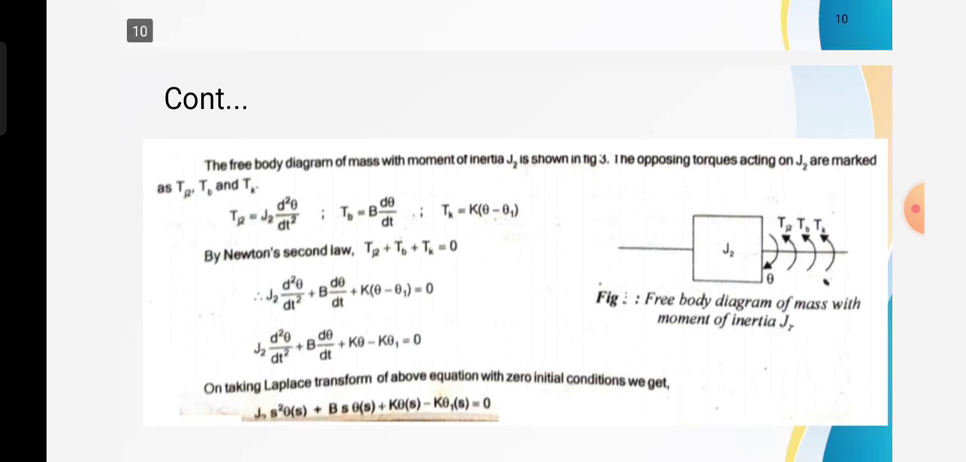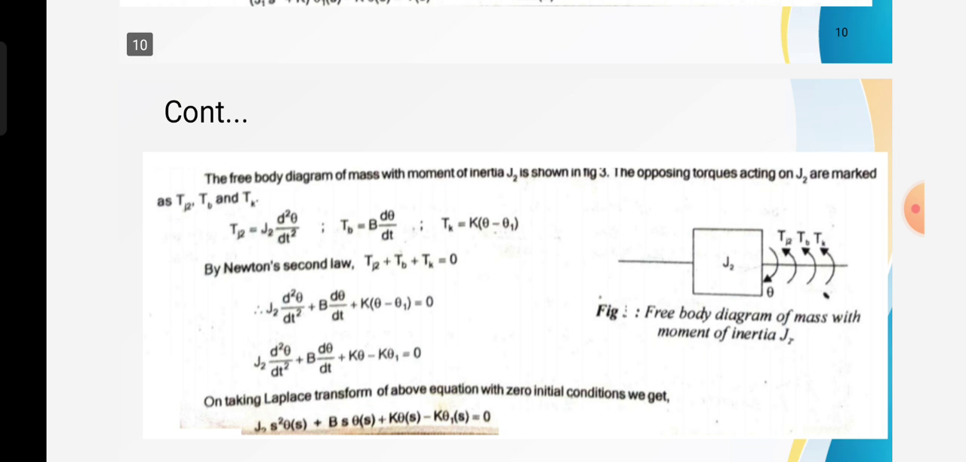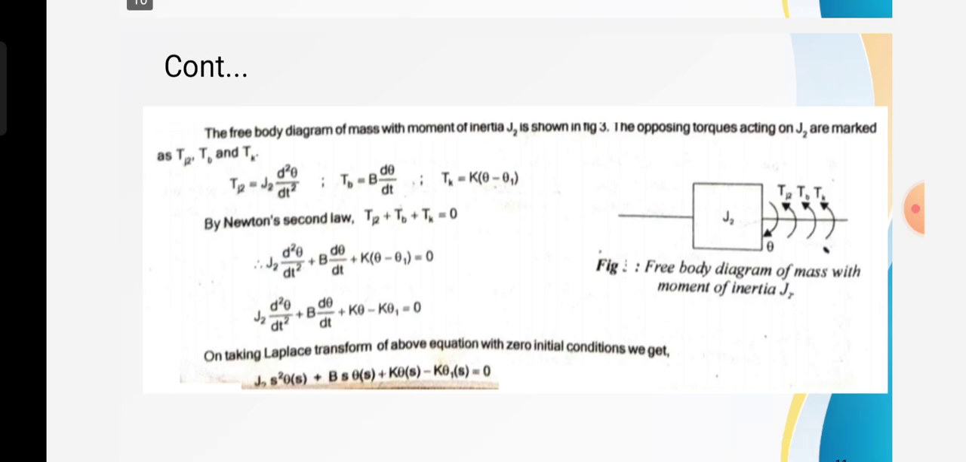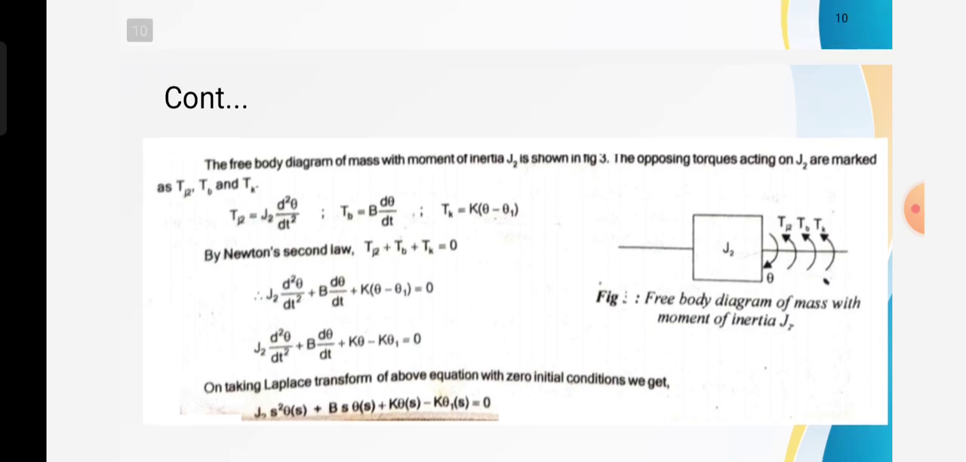Next consider the mass with moment of inertia J2. This is the free body diagram of the mass with moment of inertia J2 having the angular displacement theta. The opposing torques acting on J2 are Tj2, Tk and Tb. So Tj2 is equal to J2 d square theta by dt square, Tb is equal to B d theta by dt, Tk is equal to K into theta minus theta 1.